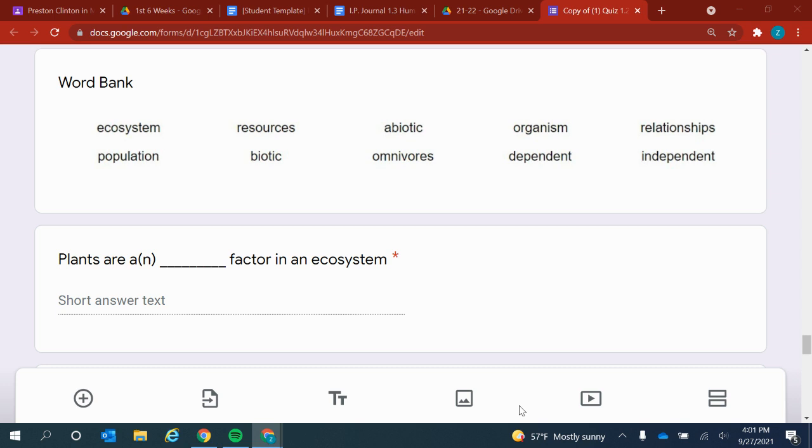The answer is no. On our vocab and during class, every time we talked about a factor, it was always a biotic or abiotic factor, not an organism factor, not a relationship factor, not a population factor, not an omnivore factor or a dependent or independent factor, always a biotic or abiotic factor. So now we just need to determine whether or not the plant is biotic or abiotic. So we have to ask ourselves whether plants are alive or not.